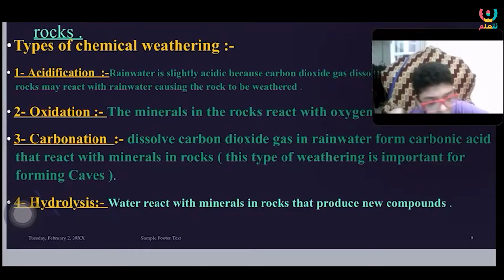The third one is called carbonation. In carbonation, the mineral rocks react with carbon. Where is the carbon? In the air, and the rainwater takes the carbon from the air and falls down to the rocks. The mineral rocks react with the carbon and change to another rock. This step is very important for forming caves.